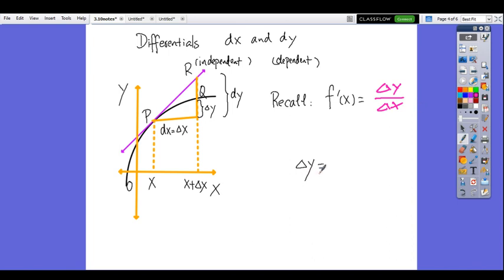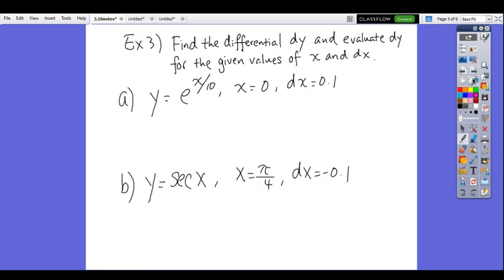So for dy, this one can be written as f prime of x times delta x, or the same as f prime of x times dx for the differential. So dy is called the differential of y, and dx is called the differential of the x values. Okay, so now let's find the differential dy by evaluating dy for the given value of x and dx. So a couple things that I can do here. So y prime, we can just rewrite it as dy over dx. Again, it's the same as y prime.